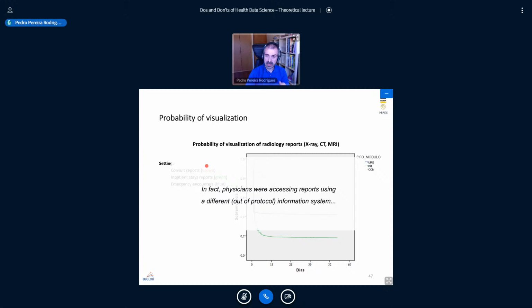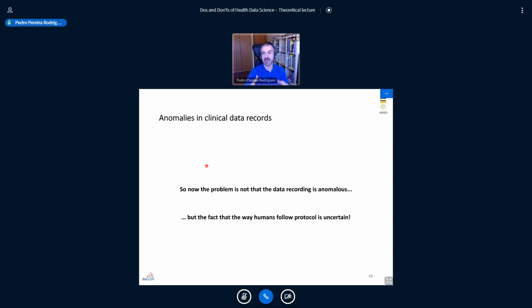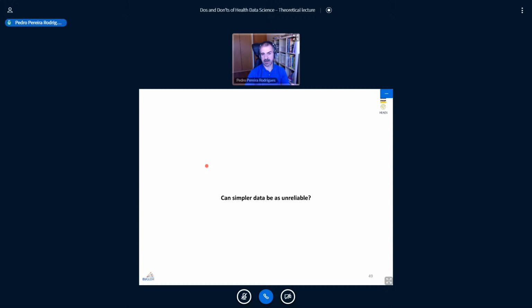We could infer that people were not looking at the reports, but this was just because people were not following the protocol as they should. And this happens more often than you could imagine. So if you look at the data, you should never assume that that data was generated by a specific protocol and that humans follow that protocol exactly. And this is the main message that you could get from these problems with data in healthcare situations.